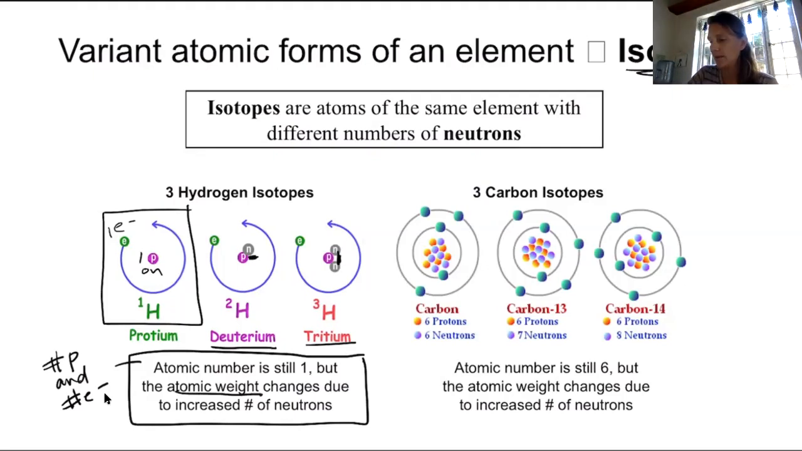And here's just another example of having these carbon isotopes. The atomic number is 6. They always have 6 protons. What else does it have? They all have 6 electrons. However, you can see the number of neutrons is changing. Therefore, the atomic weight is changing.